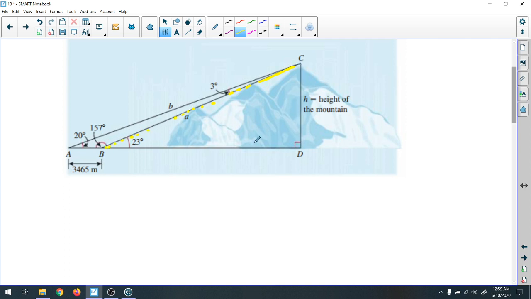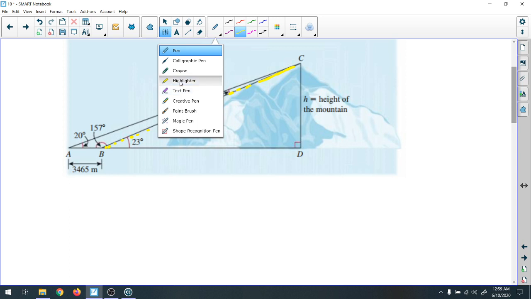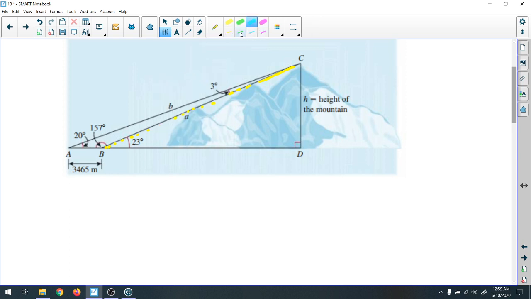But this triangle doesn't help me to find this side. So look at this triangle here. It will help. Trust me. So let's color this triangle green. Nice. This triangle will help me find this side CB. This is my target. Remember that. Don't forget your target.